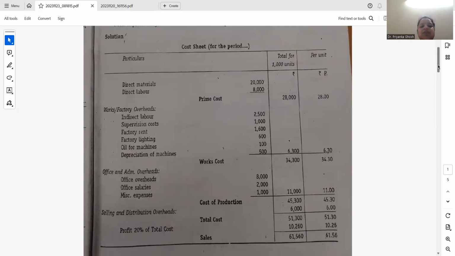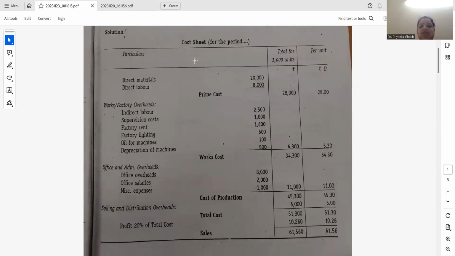So let's see how to prepare the cost sheet. Normally a cost sheet will have three columns: one is particulars, and then two columns for amount. But in this problem, as the units are given and I want to discuss the per unit cost, they have prepared one per unit column.